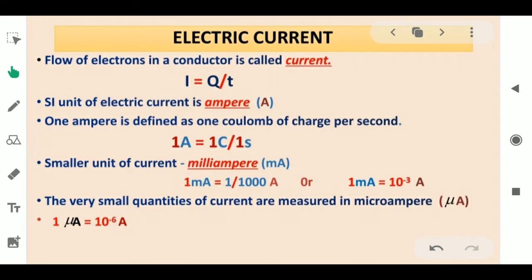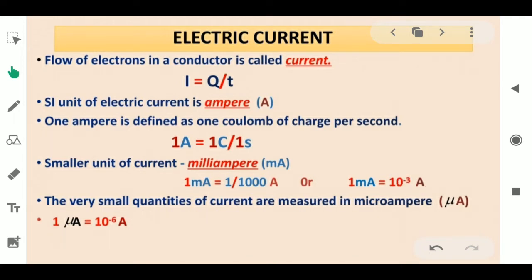Some other smaller units are there, like milliampere and microampere. Milliampere is a smaller unit of current, denoted by mA. 1 milliampere is equal to 1 by 1000 ampere. The same can be written as 1 milliampere is equal to 10 raised to minus 3 ampere. Both are correct. In mathematical calculations, we use 10 raised to minus 3 ampere.